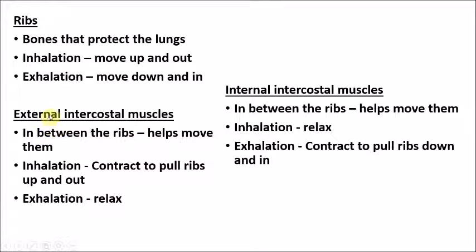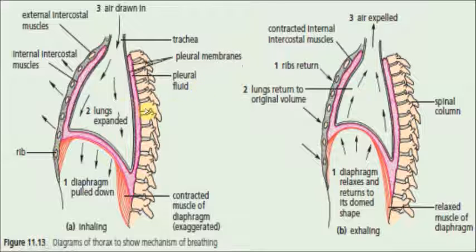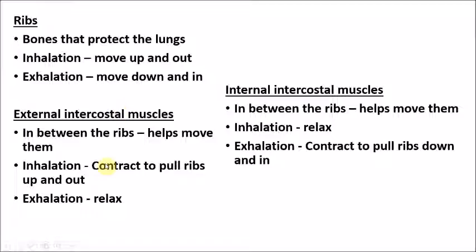Now, external intercostal muscles are in between the ribs and they help move them. When they contract during inhalation, they pull the ribs up and out. Again, add the statement in there: the volume of the thorax will increase as they contract because they pull the ribs up and out. That draws air in because the pressure decreases, and so on.